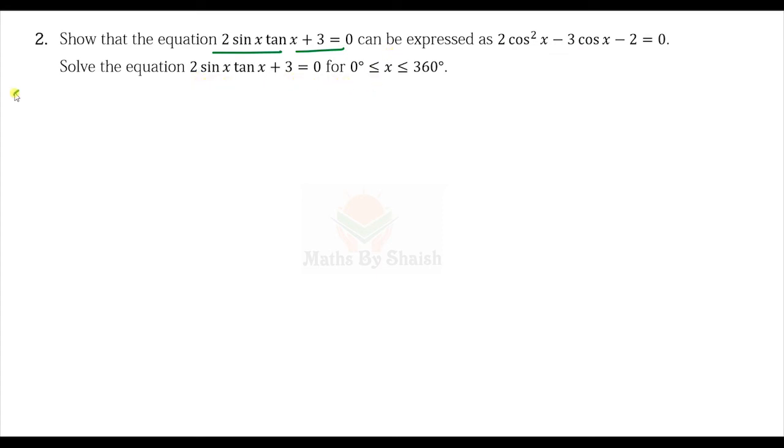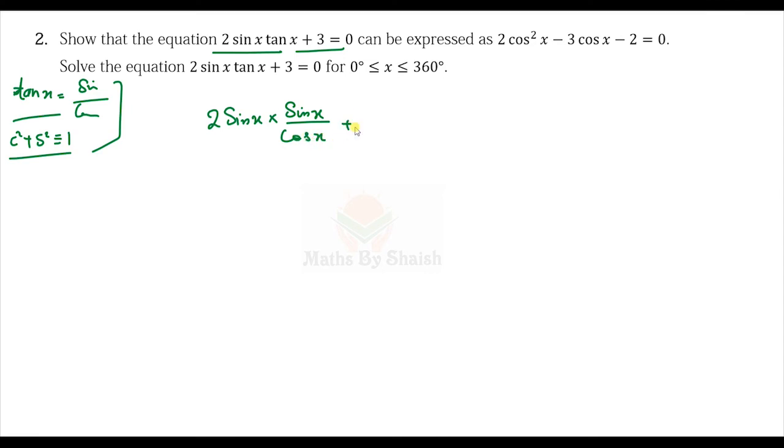At this level we have only two identities: one is tan x is equal to sine x upon cos x, and the next one is cos squared plus sine squared is equivalent to 1. We are going to use these identities only where applicable. The first one is applicable here because we have tan x. So we have 2 times sine x tan x; in place of tan x, I'll write sine x upon cos x, plus 3 is equal to 0. So now we can write 2 times sine squared x upon cos x plus 3 is equal to 0.